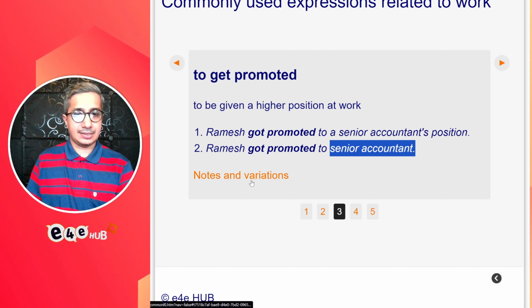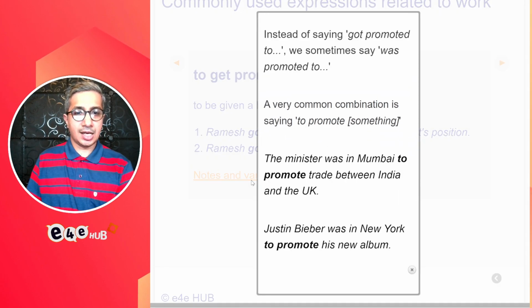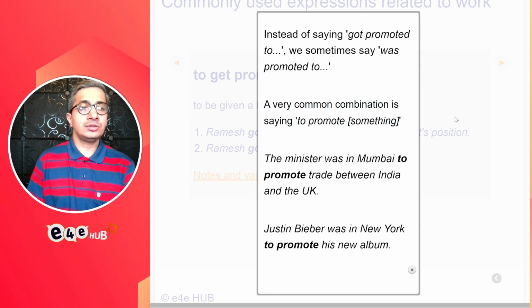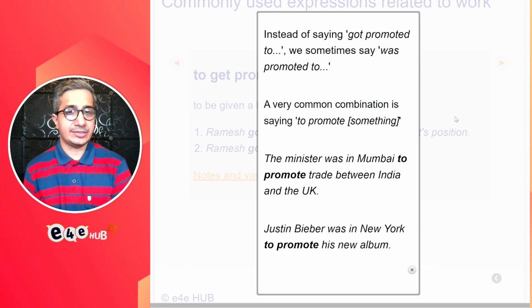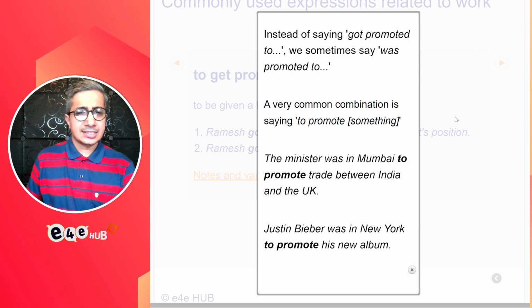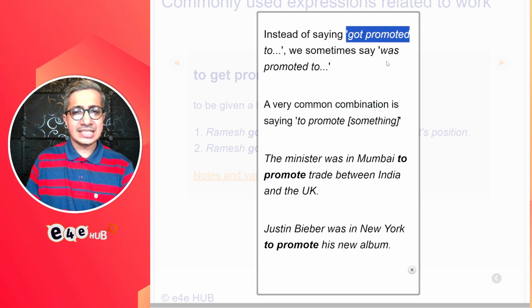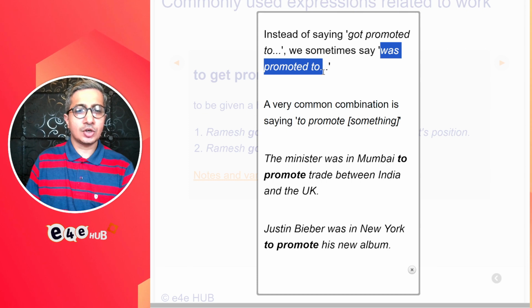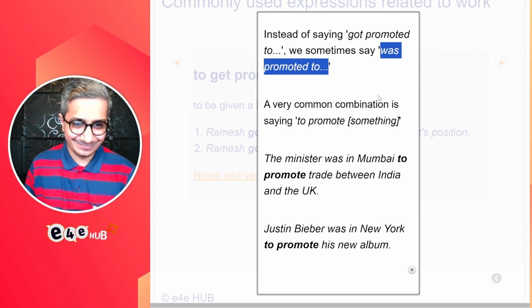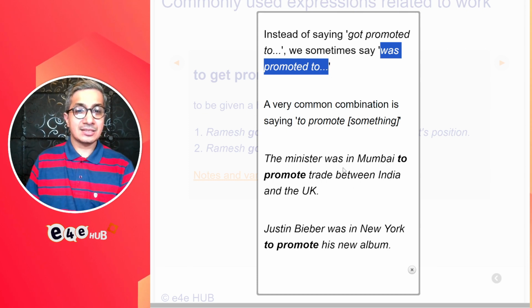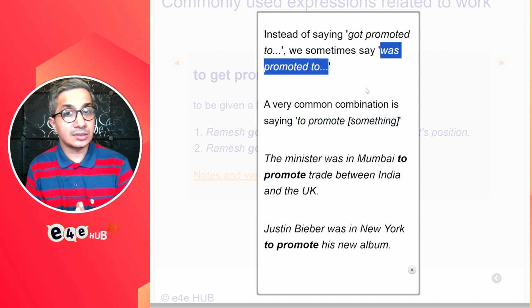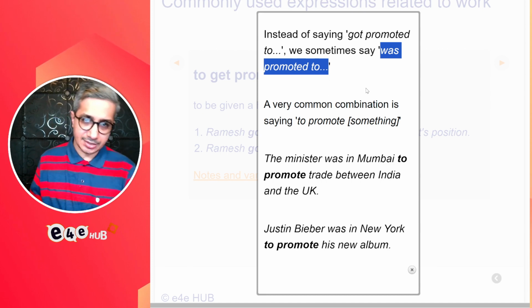Okay, perfect. So, what are the alternatives or combinations? Sometimes, instead of saying got promoted, we simply say was promoted or is promoted. Instead of saying Ramesh got promoted, we say Ramesh was promoted to senior accountant. That's it.